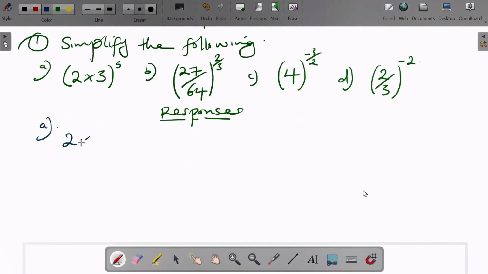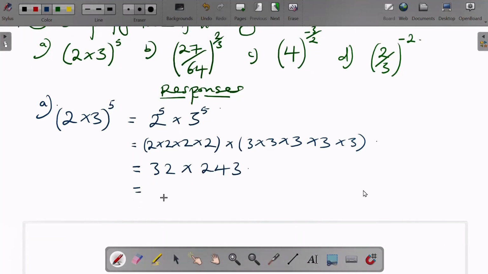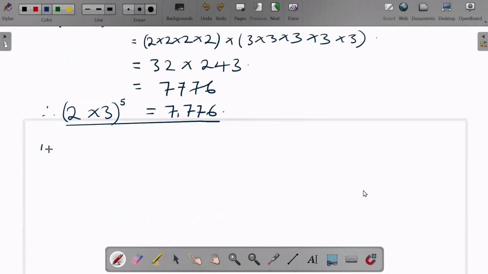You can have our responses. Part A: it is 2 multiplied by 3, the whole of it to the power 5. This is the same as having 2 to the power 5 times 3 to the power 5, which is the same as having 2 times 2 times 2 times 2 times 2 times 3 times 3 times 3 times 3 times 3. So this gives us 32 multiplied by 243. When you press this in the calculator, we get the answer as 7,776. So therefore, when you have 2 multiplied by 3, but the whole of it to the power 5, it is the same as having 7,776.